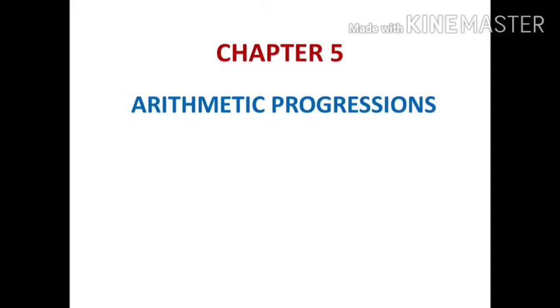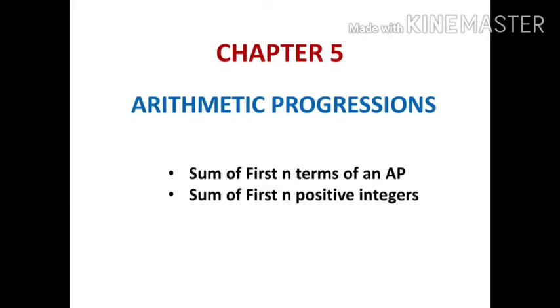We will continue our study in chapter 5, Arithmetic Progressions. In the previous video class we studied how to find the terms of an AP and also to write down the nth term of an AP if the first term and the common difference are known. In today's video class, we will find an expression for the sum of first n terms of an AP. And using this knowledge, we will also find the sum of first n positive integers. So let's get started.